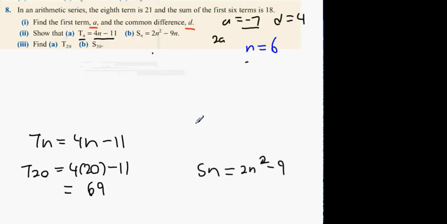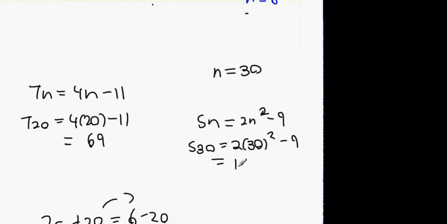Okay, and then the next one is going to be when n is 30. To find out what S30 is, S30 is going to be 2 times 30 squared minus 9. 2 times 900, which is 1800 minus 9. That's going to be 1791.